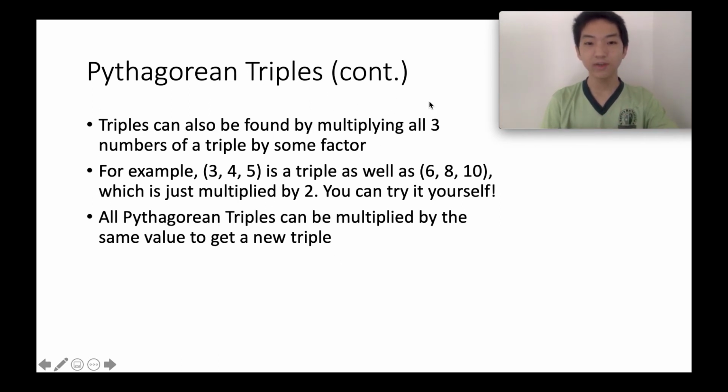Triples can also be found by multiplying all 3 numbers of a triple by some factor. For example, 3, 4, 5 is a triple, as well as 6, 8, 10, which is just multiplied by 2. You can try to verify it yourself, and you'll easily be able to find that 6, 8, 10 is also a Pythagorean triple. All Pythagorean triples can be multiplied by some value to get a new triple.